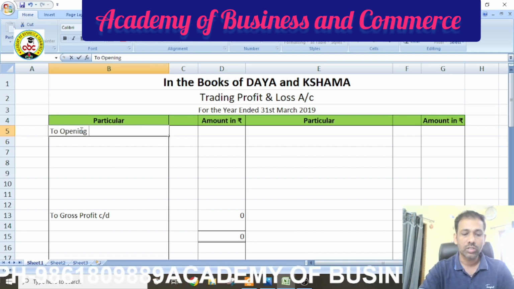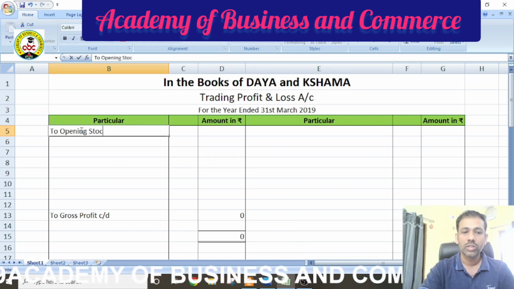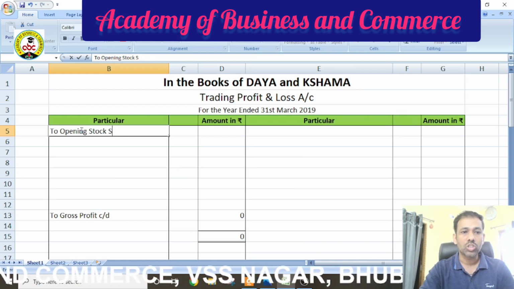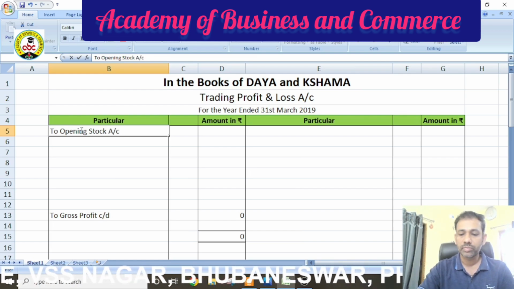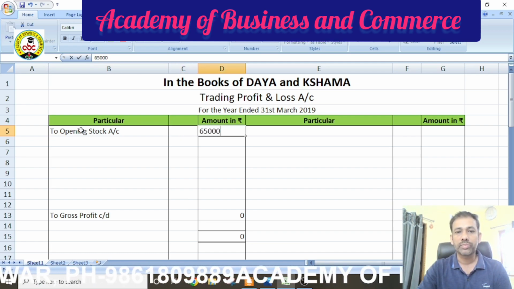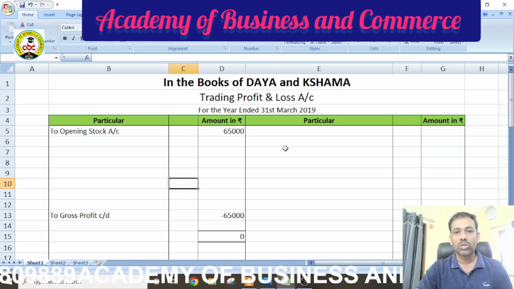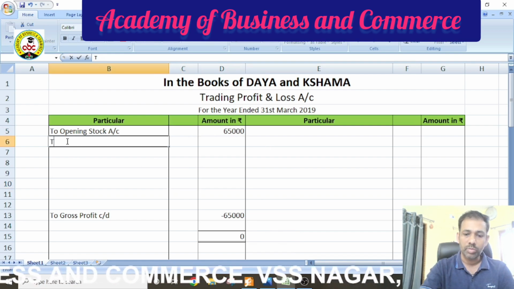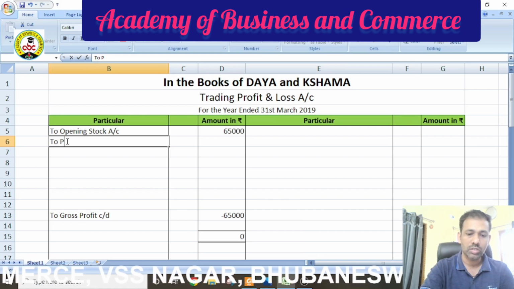Opening stock account, and the opening stock amount is 65,000. So take it as 65,000. Then the next item is purchases.